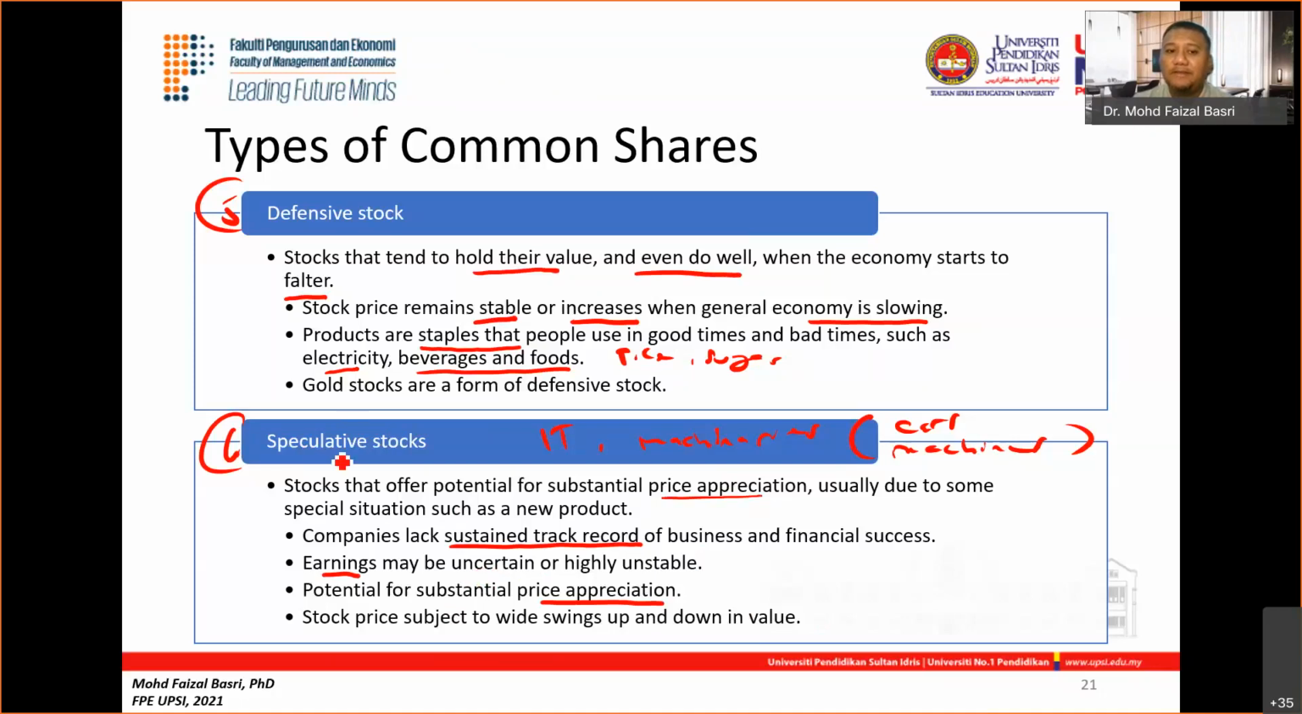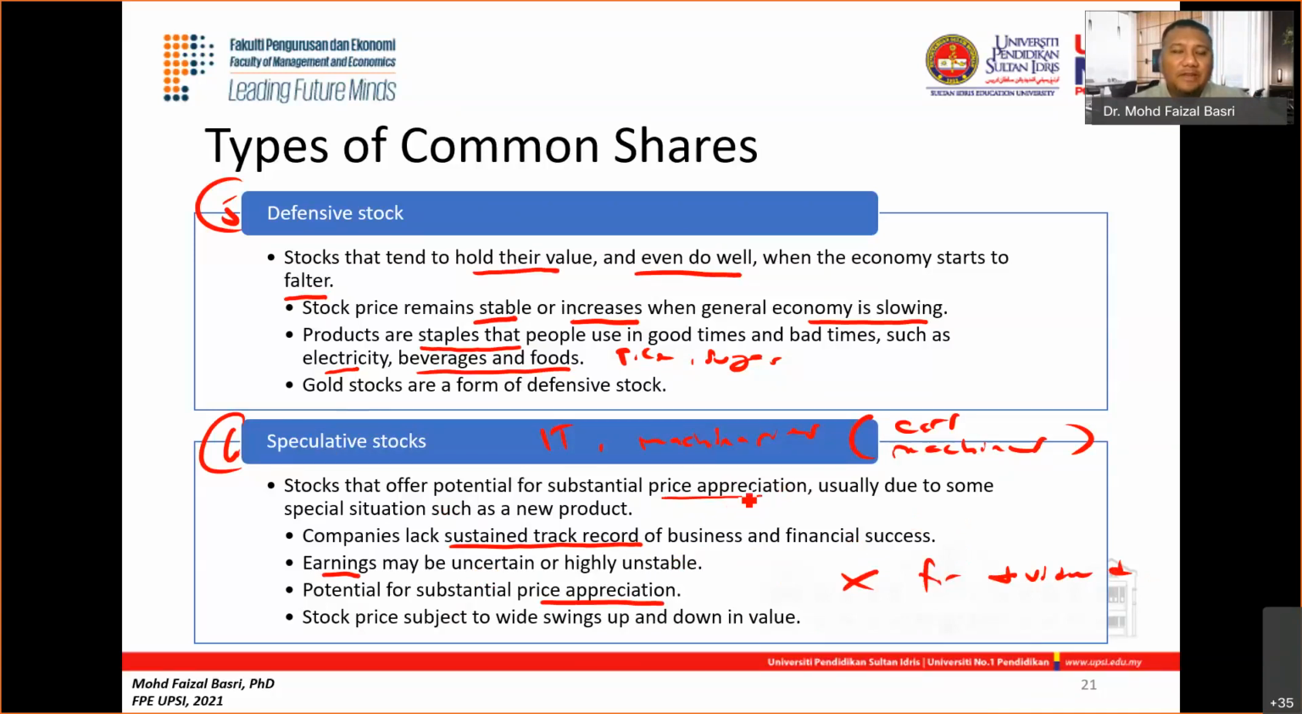For speculative stocks, people don't invest for dividend. Because for this type of company, usually the dividends can be considered zero dividend. They don't pay too much dividend, but it is suitable for those who want to get price appreciation.